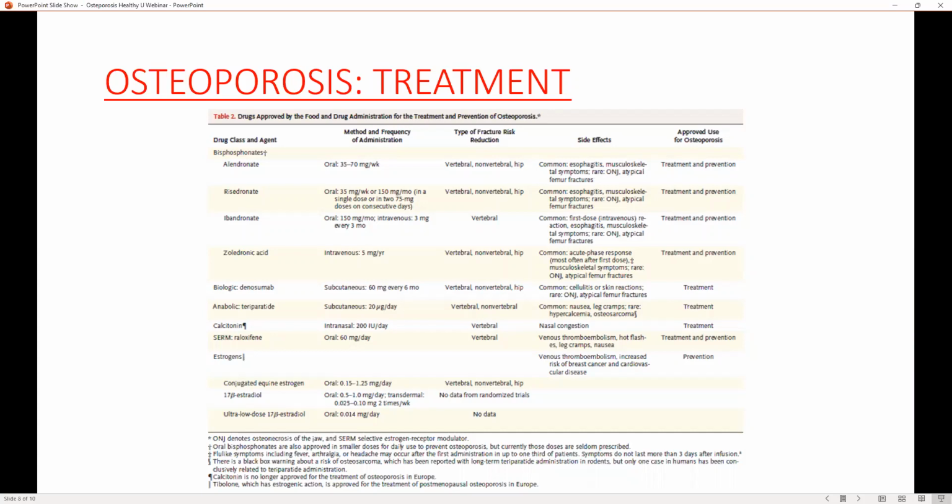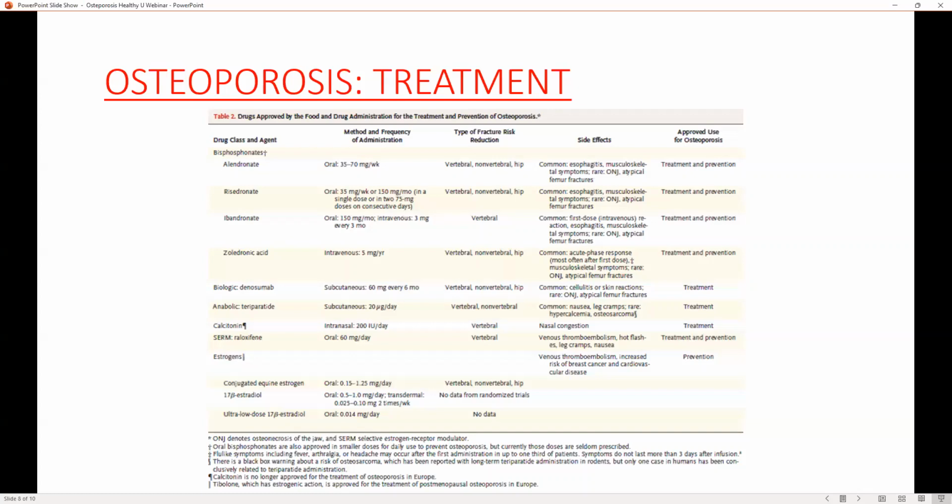The first drug is called alendronate with the brand name of Fosamax. It is given orally at a dose of 35 to 70 milligrams once a week. It is effective in reducing the risk of vertebral, non-vertebral, and hip fractures. Like other oral bisphosphonates, it is taken in the morning on an empty stomach with a full glass of water, and the patient should wait at least 30 minutes before eating, taking any other medications, or lying down.